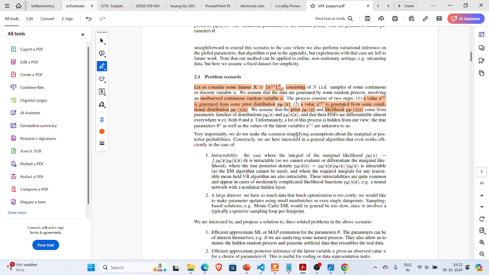So this is the situation we have. If a z value is there, some prior distribution we know of z, and some conditional distribution of x with respect to z, the prior and likelihood, everything is there.